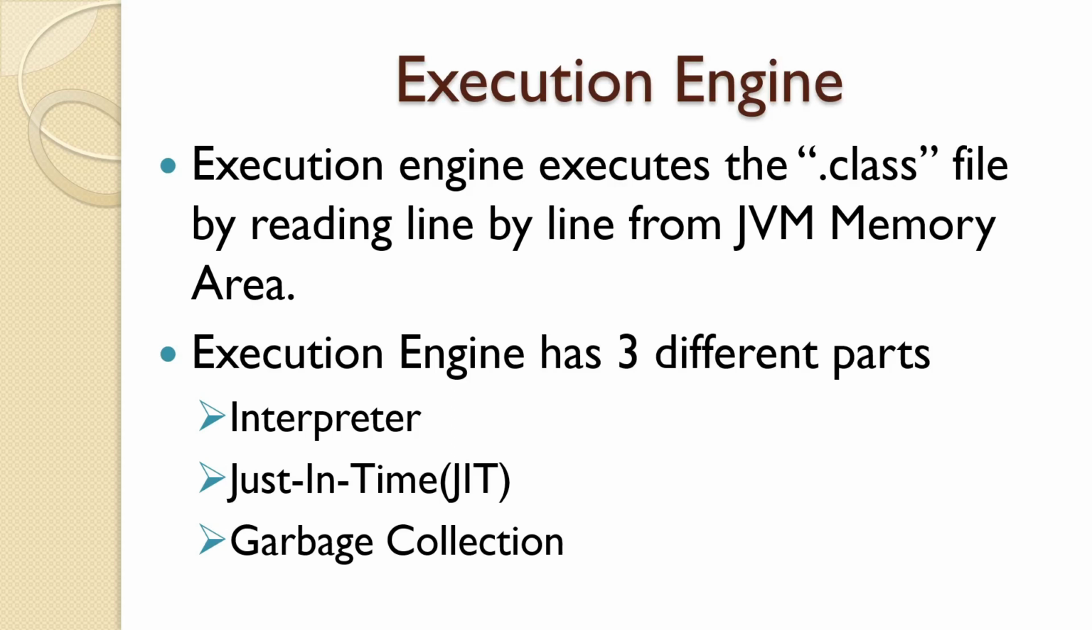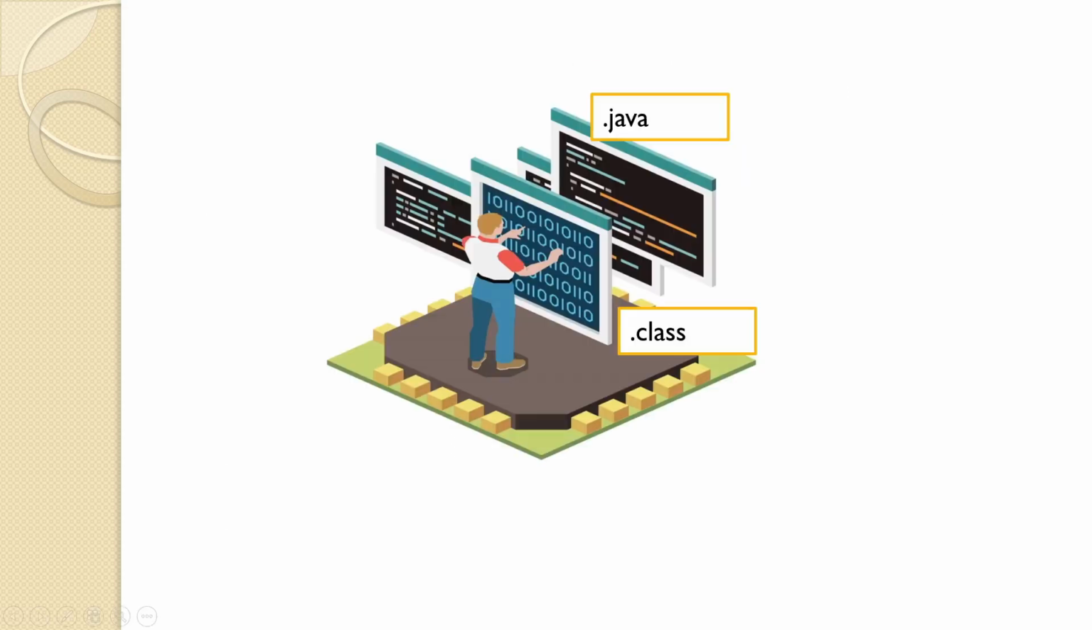Just in time compiles the entire bytecode and changes it to runtime code. So whenever the interpreter sees repeated method calls, JIT provides the direct runtime code for that part. So what does the garbage collector do? It destroys the dereferenced objects. So this is the role of the execution engine. The execution engine is responsible to read the .class file and execute from different parts of the JVM memory. Hope you understood about this runtime engine.